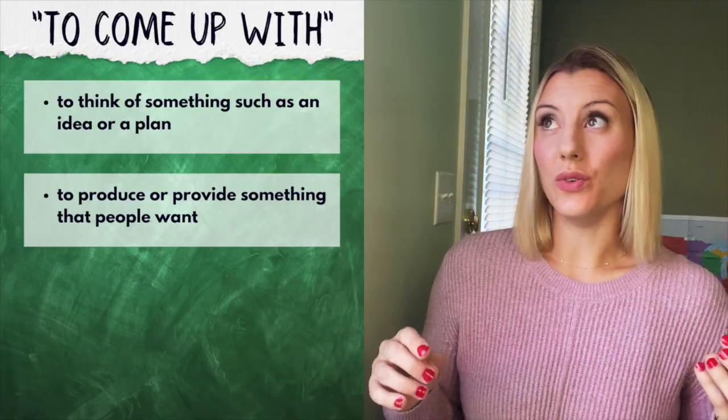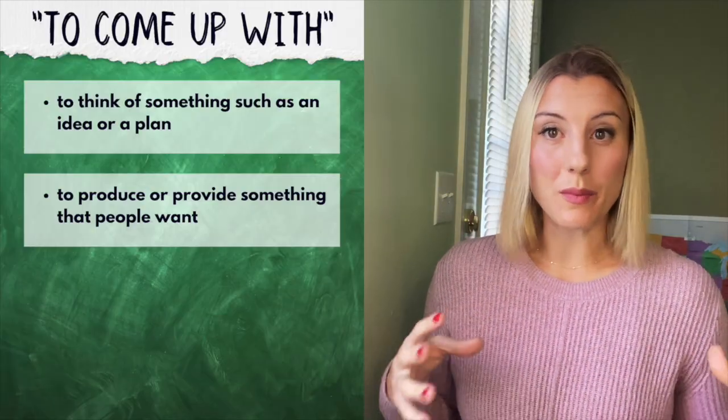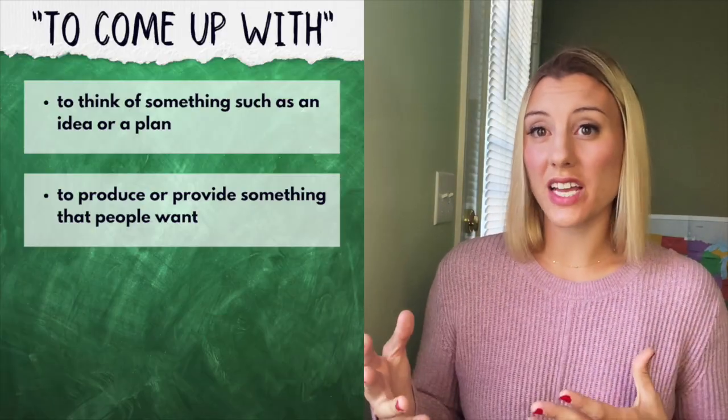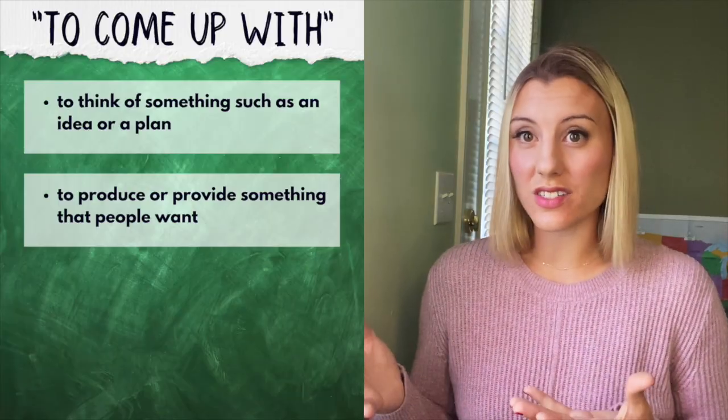Another way we use this phrasal verb is to say that we're producing something that somebody wants. So if somebody is asking you for money and you go in your house and you try to find all the money that you can get, you can say, I'm sorry, I could only come up with a few dollars. I only have a few dollars in my house. Coming up with the money is to gather the money and give it to someone.